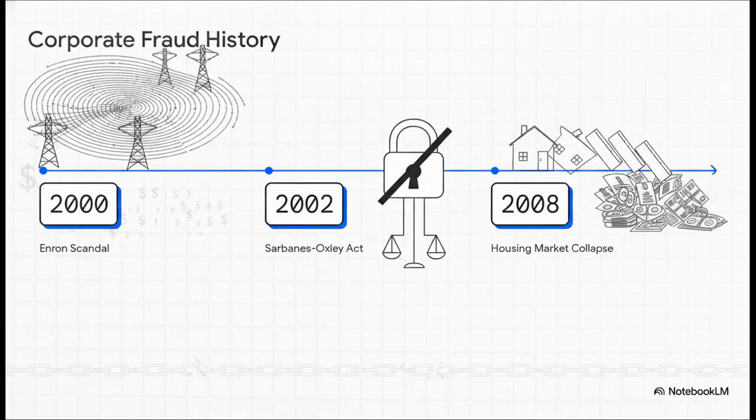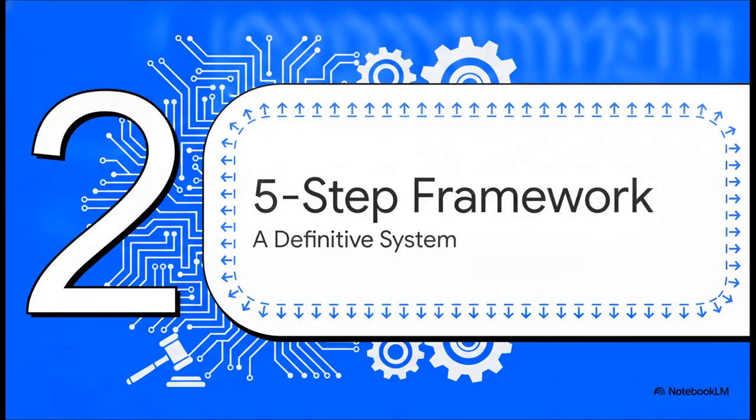This total catastrophe in the year 2000 led straight to the passing of the strict Sarbanes-Oxley Act in 2002. And then fast forward just a bit to 2008, the entire housing market collapsed due to collateralized obligations. The historical lesson here is pretty clear. Corporations just cannot be trusted with interpretive accounting. Section 2, the 5-step framework.